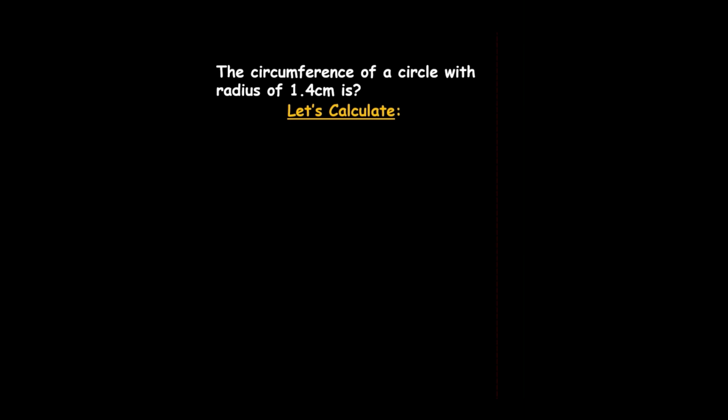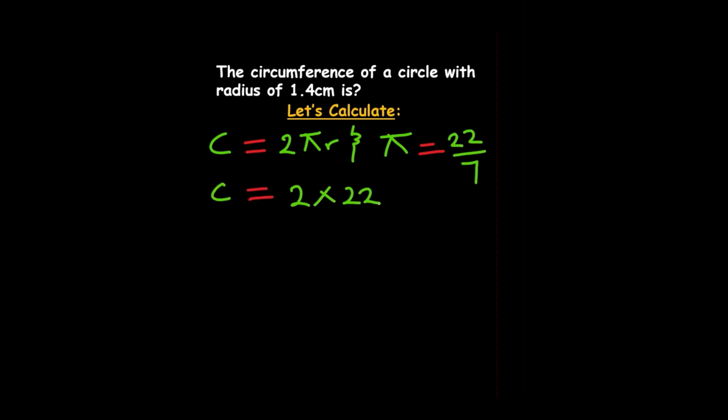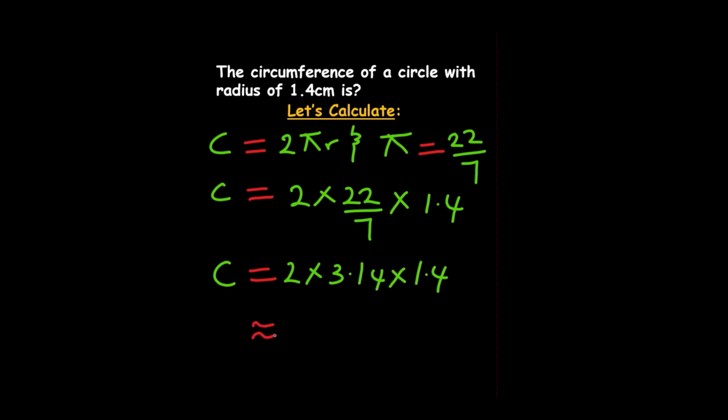Let's find the circumference of a circle with a radius of 1.4 centimeters. We use the formula c equals 2 pi r, and we'll take pi as 22/7. So c equals 2 times 22/7 times 1.4. That gives us c is equal to 2 times 3.14 times 1.4. And finally, c is almost equal to 8.8 centimeters. So the circumference is approximately 8.8 centimeters.